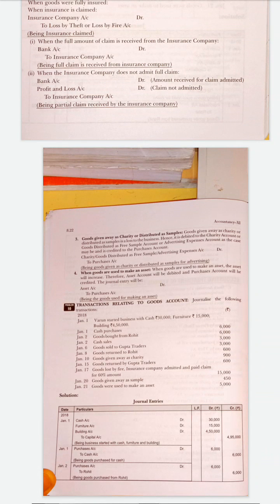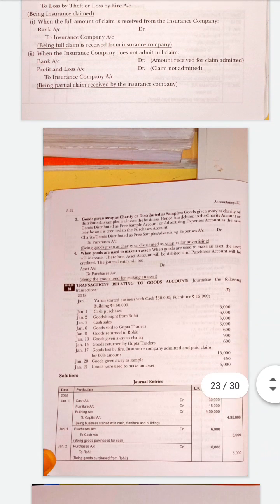The next one is goods given away as charity or distributed as a sample.